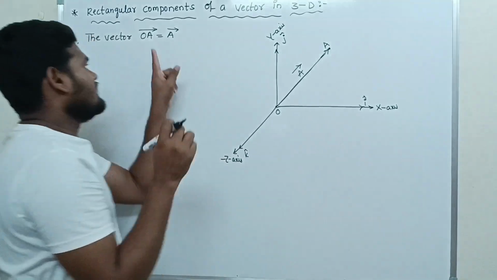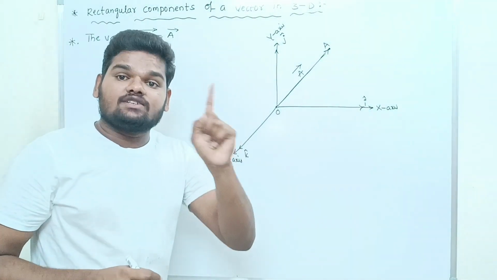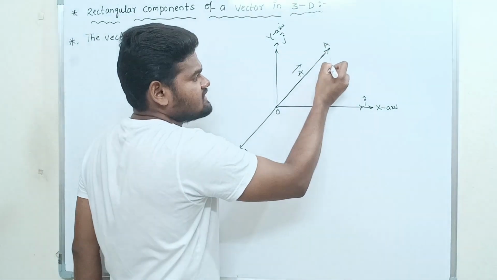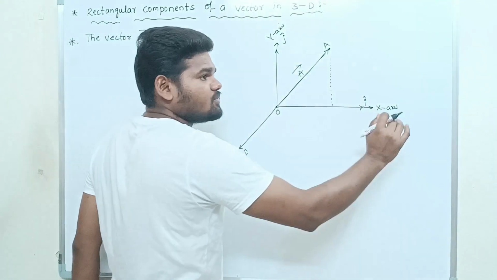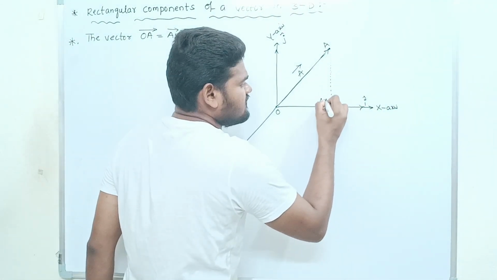OA is nothing but what? A bar vector. And what is capital A here? Capital A is nothing but the magnitude of the A bar vector. The projection of this A bar vector on the x-axis, I am considering as AX.